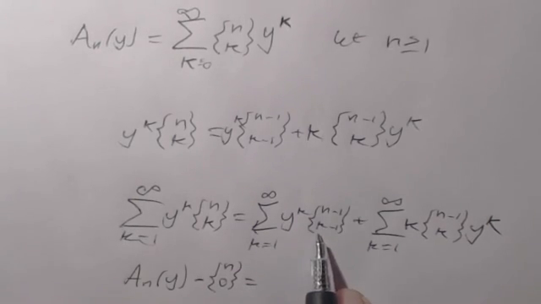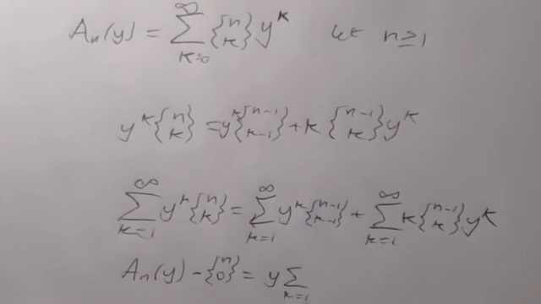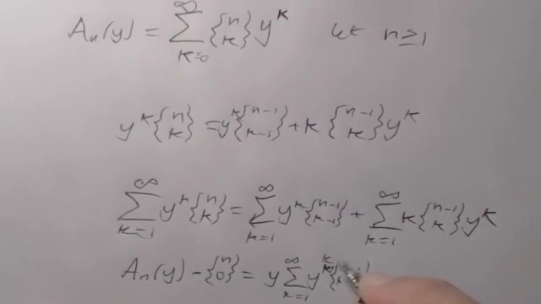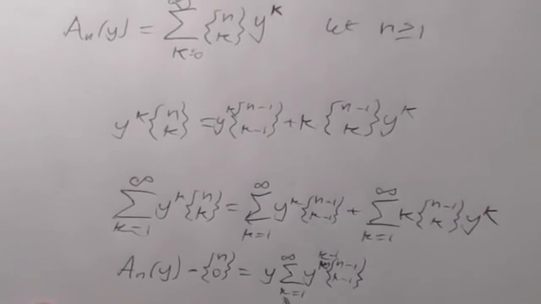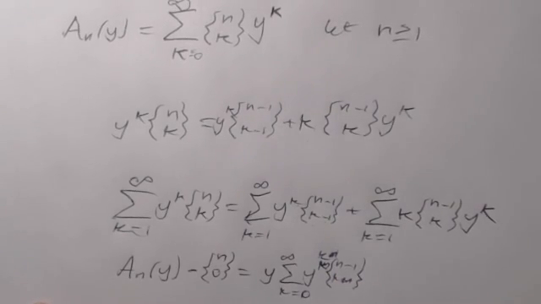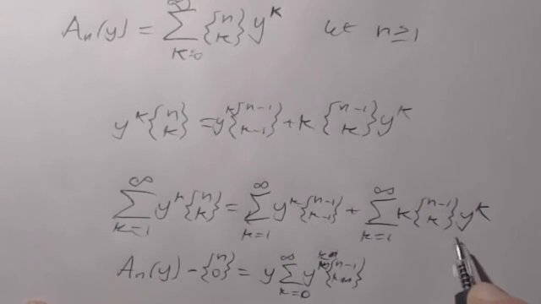What is this one here? Well, I'm going to take a y outside, so that the k's value here is the same as there, so y to the k, n minus 1 choose k minus 1. Oops, it should be a y to the k minus 1. So when k goes from 1 to infinity, k minus 1 goes from 0 to infinity, so I might as well just change that to k and take k from 0 to infinity.